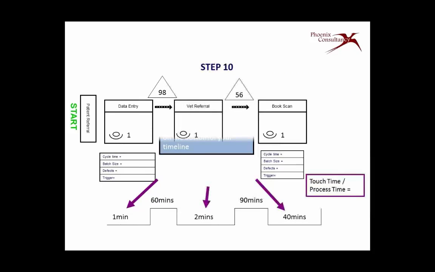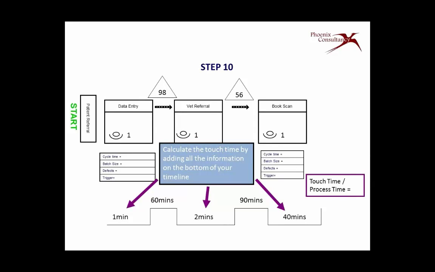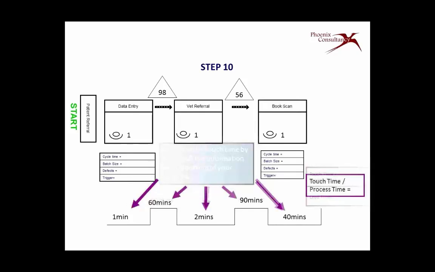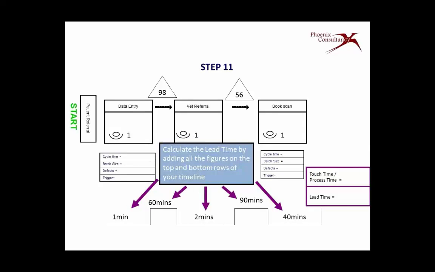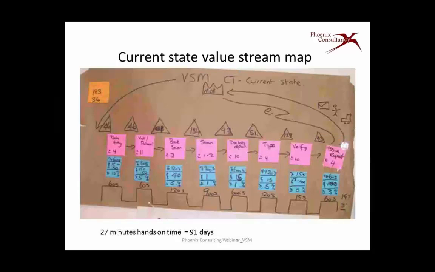And then calculate your touch time by adding up all your cycle times. And then your lead time. Now this is your start to finish time. Okay, so add up all the figures along the whole timeline together. And this includes all your value add and all your non-value add activity. And then take a really long, hard look at those two figures, comparing your touch time to your lead time. So this is what you could end up with, something that looks a little bit like that.